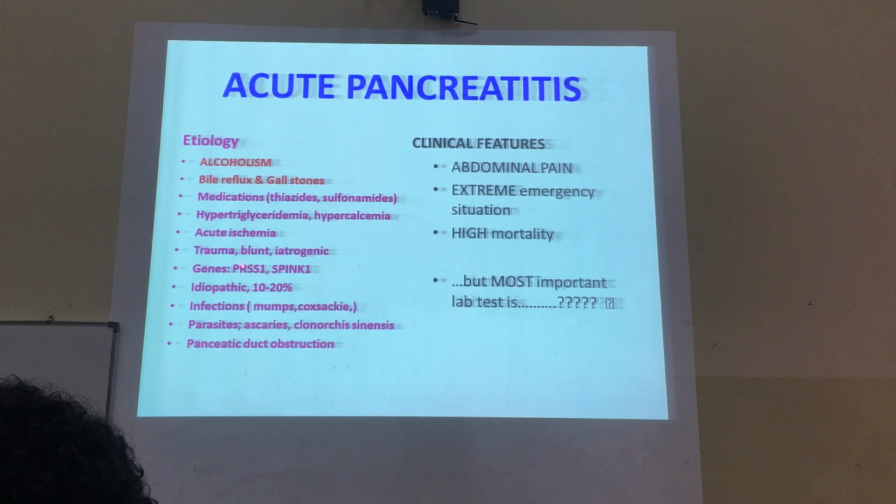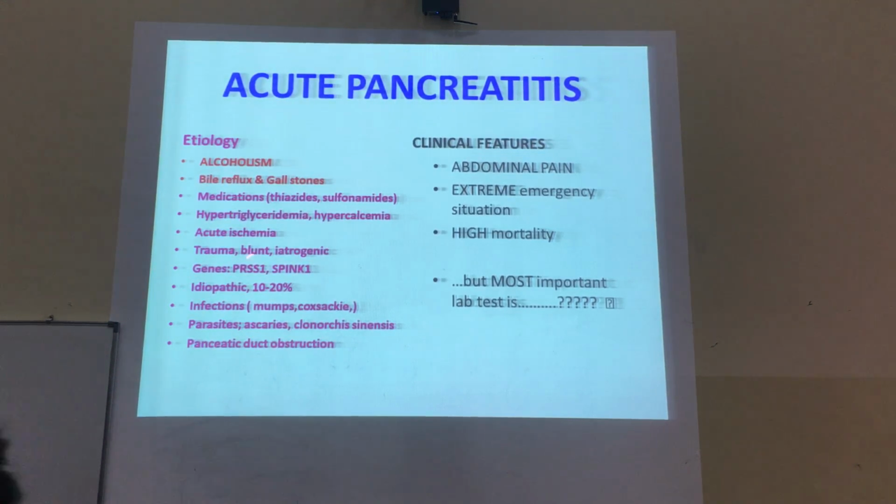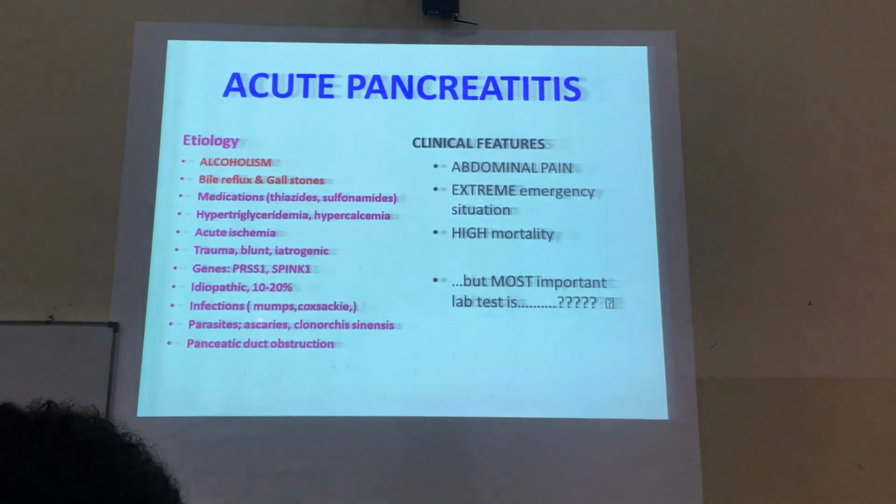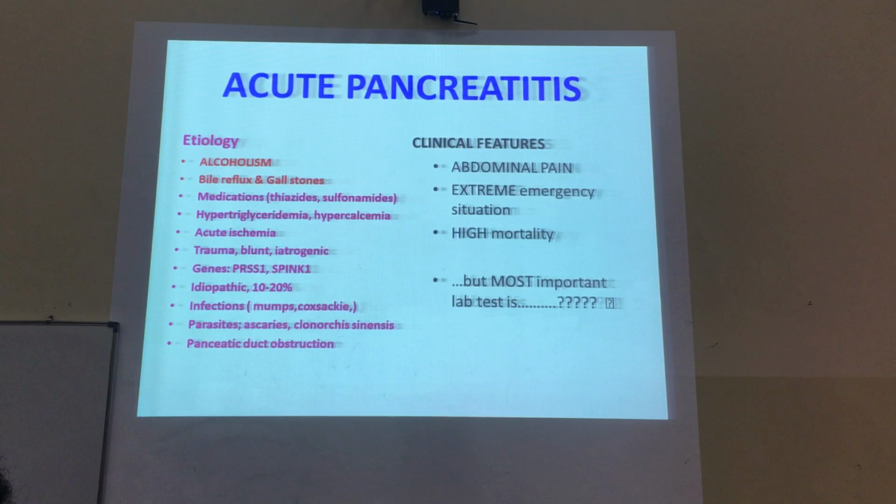Genes: sometimes they believe those people who have these two genetic mutations are more likely to have pancreatitis. It could be idiopathic, no known cause, in 10 to 20% of cases. Even mumps and Coxsackie virus can cause this. Parasites like Ascaris lumbricoides and Clonorchis sinensis can cause acute pancreatitis, and the most important cause again, this can lead to this, or some, it is pancreatic depression.